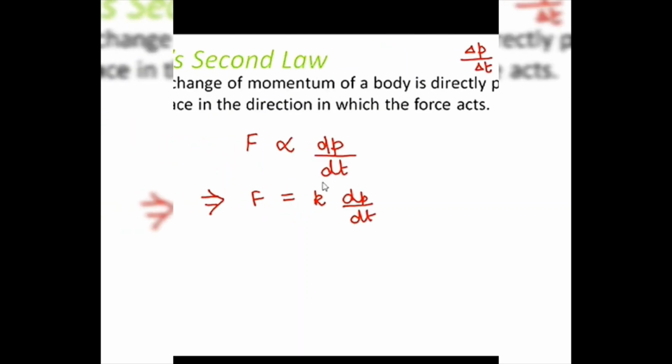Now, since F is directly proportional to the rate of change of momentum, we can convert this proportionality into an equality sign, but for that you have to insert a constant, and that constant is k. The value of k is taken as 1, and therefore force is equal to dp by dt.